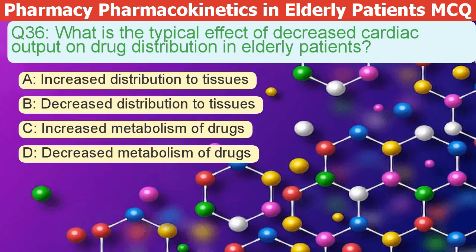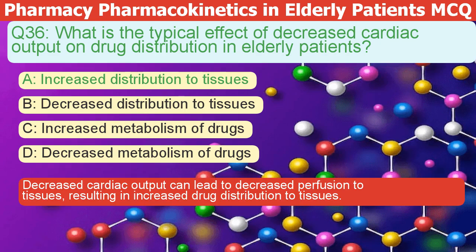What is the typical effect of decreased cardiac output on drug distribution in elderly patients? A. Increased distribution to tissues. B. Decreased distribution to tissues. C. Increased metabolism of drugs. D. Decreased metabolism of drugs.